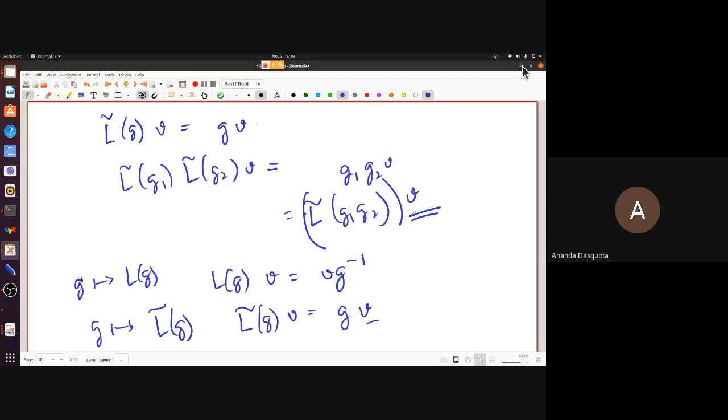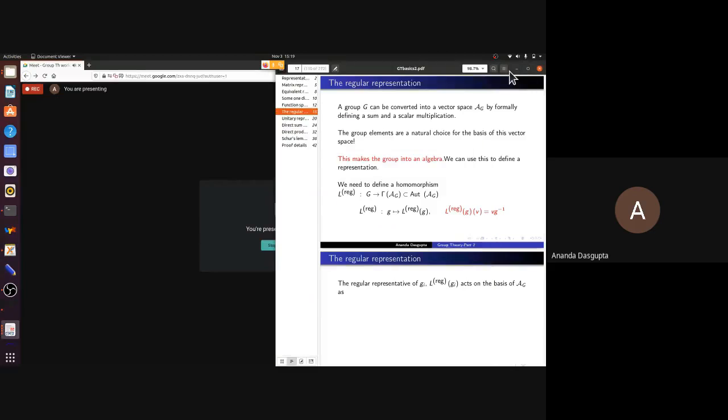Just think about it. It's a pretty interesting thing to think about, that you don't really have two regular representations. Despite the fact that they look different, they're not really different. As I said, equivalent representations are not to be counted as different representations.